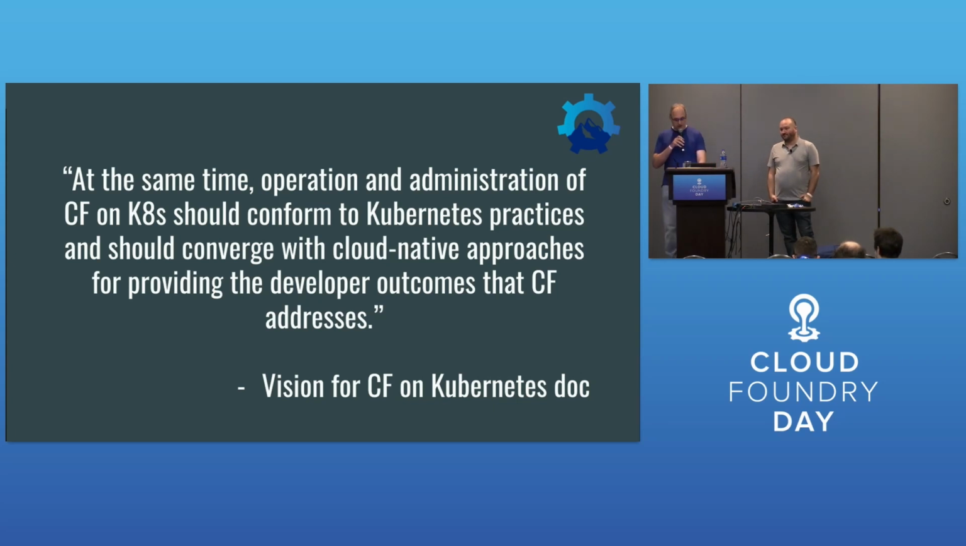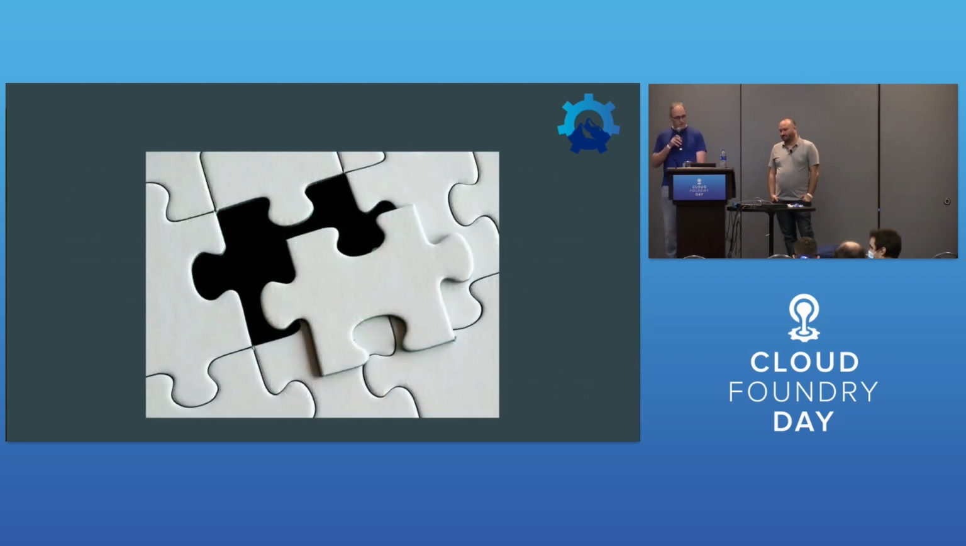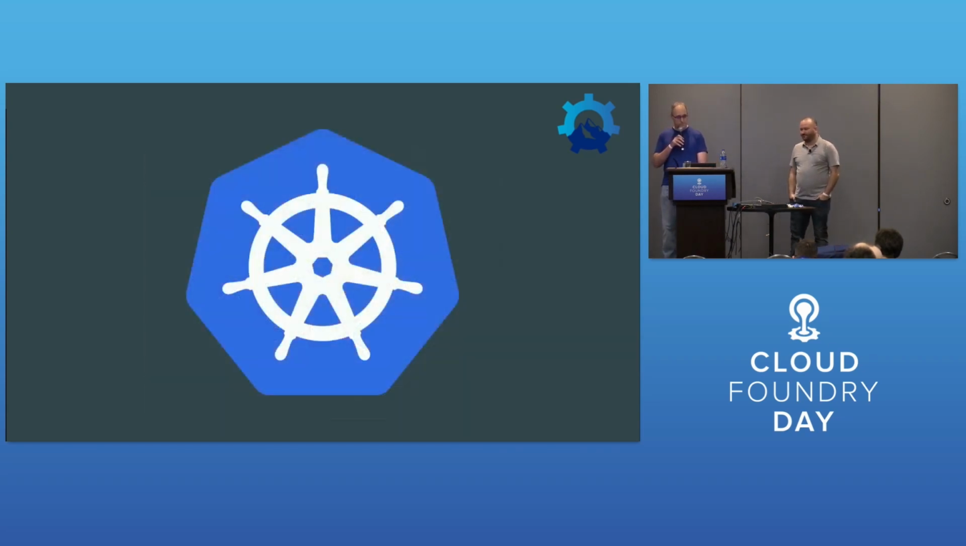So what does this mean in practice? Well, on the one hand, it means re-implementing the CF API in order to maintain compatibility with core CF CLI commands such as cf push. On the other hand, it means using tools such as custom resources, webhooks, and role-based access control instead of porting bespoke components such as CAPI and UAA over from CF on VMs.